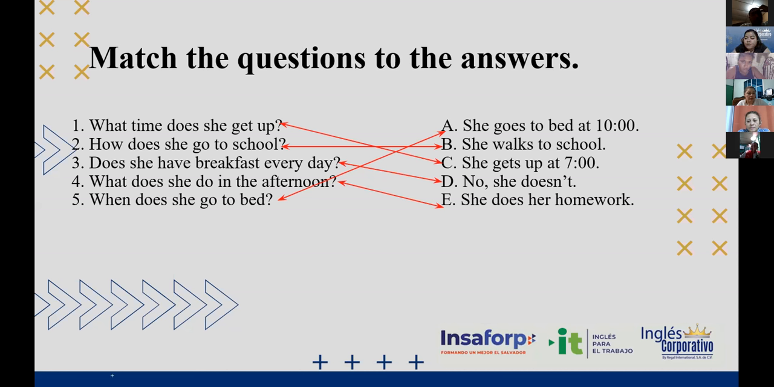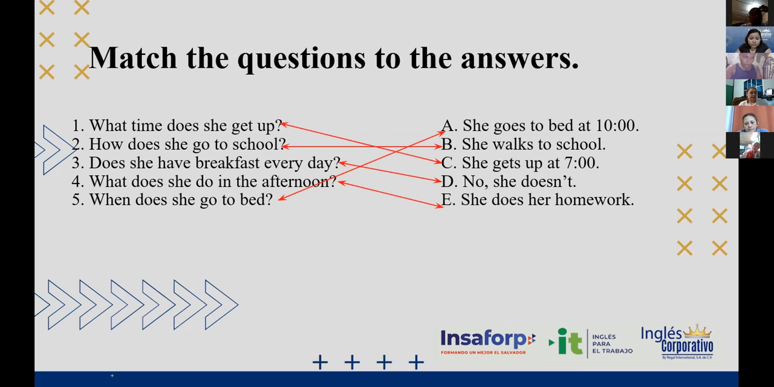Now, I will want just the same thing that we did with Blanca. You're going to do it with a classmate, okay? Let's start. Jose David, you're going to practice with Elsie. You ask the questions, Jose David. Elsie, you answer. Okay, teacher.